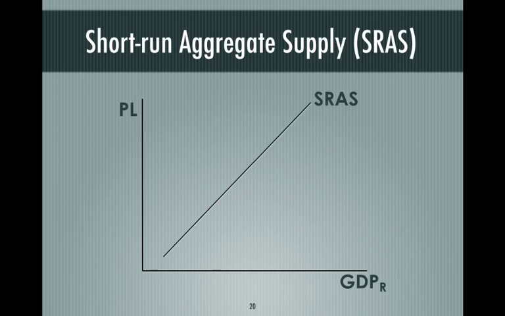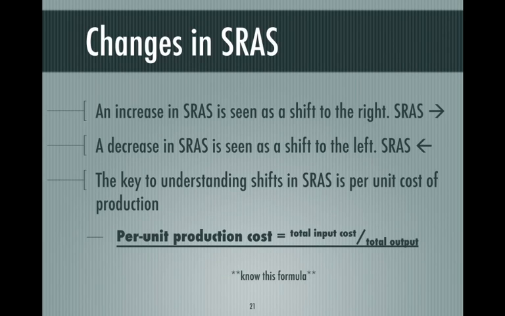All right, so we do have changes in SRAS, and what's nice is that there are very few variables that we're going to look at, and we'll look at those in just a moment. But just like with regular supply, an increase goes to the right, a decrease goes to the left. And so the biggest thing to understand is all about per unit cost of production. The way we can figure this out is we look at the total input cost divided by the total output. You might hear, if you ever watch shows like Shark Tank, they'll want to figure out, how much does it cost you to make the product and how much can you sell it for? Well, that production cost is important because the cheaper that a business can make something, the more profit they stand to make as a result.